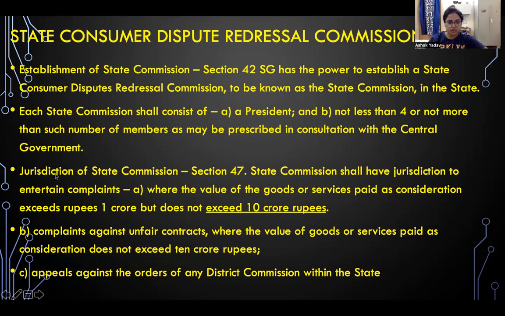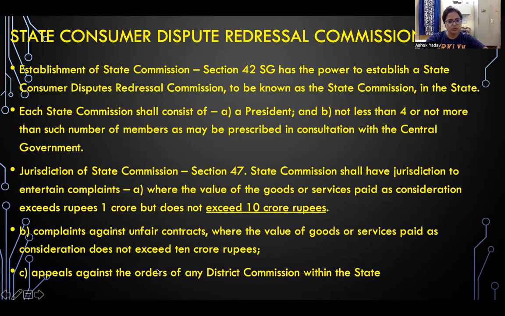Now let's read the jurisdiction. Section 47 is talking about the jurisdiction of the state commission, and it says it will have the jurisdiction to entertain all the matters which exceed 1 crore rupees in value but do not exceed 10 crore rupees. So here the jurisdiction is between 1 to 10 crore rupees. If the value of your dispute is 1 to 10 crores, then of course you can file the matter directly in the state commission. And complaints against unfair contracts where the value of the goods or services paid as consideration does not exceed 10 crore rupees.